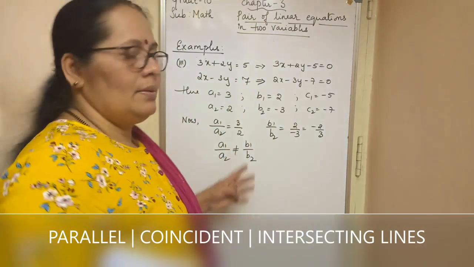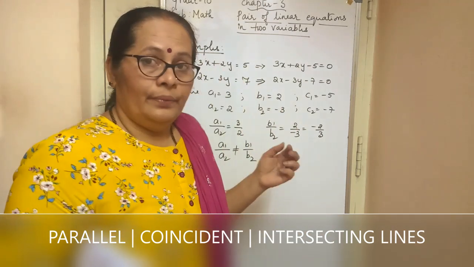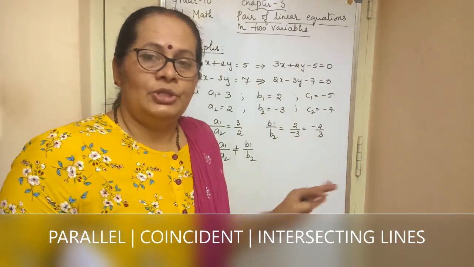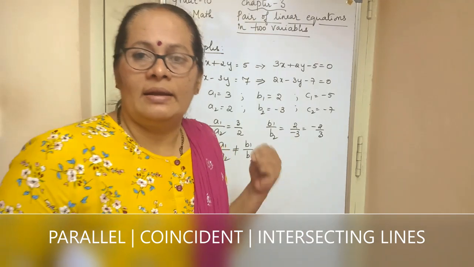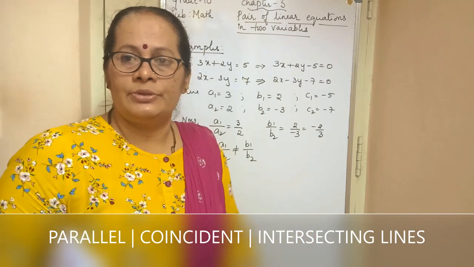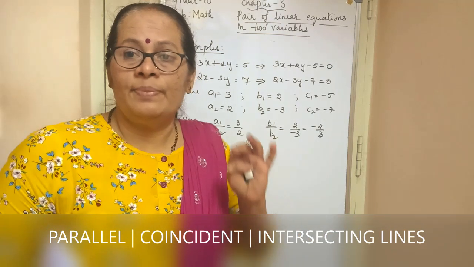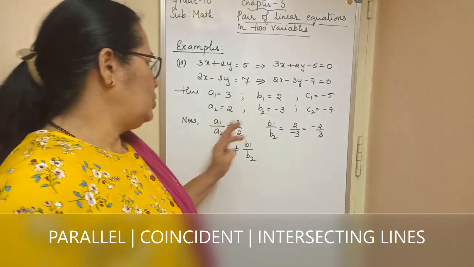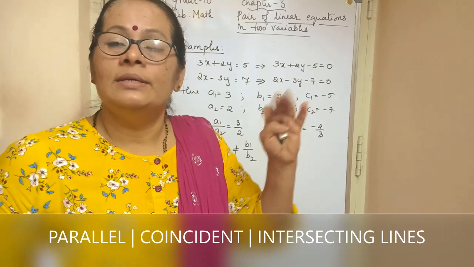So these three possibilities are possible. Now, on comparing the ratios, we can tell without drawing a graph whether we get one solution, no solution or many solutions, just by finding the ratios a1 by a2, b1 by b2 and c1 by c2.